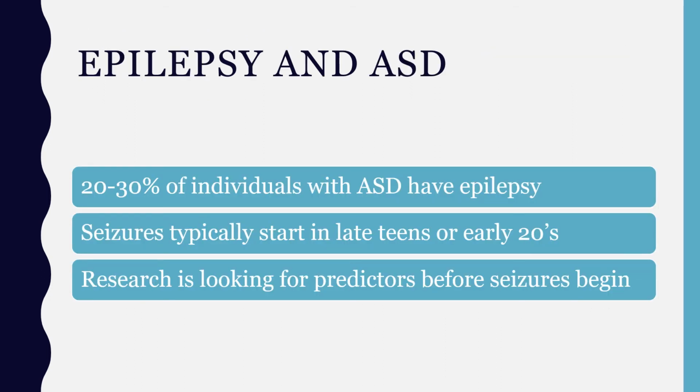20 to 30% of individuals with ASD have epilepsy. Seizures typically start in the late teens or early 20s, and currently research is looking for predictors before seizures begin.